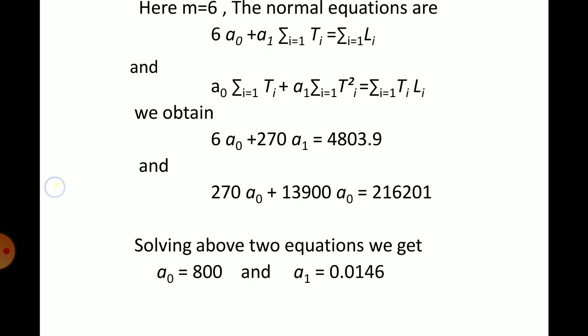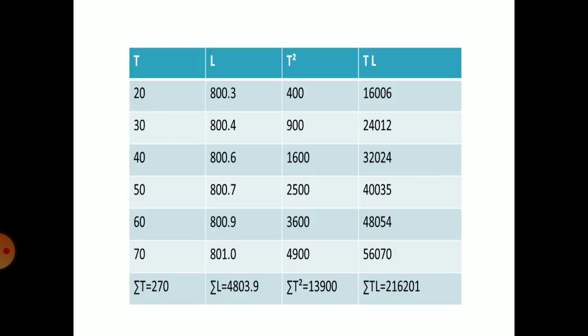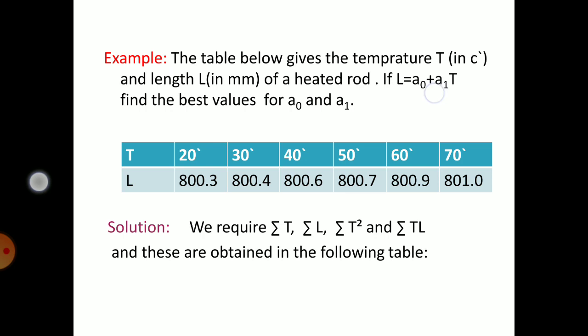Then you can observe that these two equations are simultaneous equations in A0 and A1, and you know the method of solving simultaneous equations. Solve these two simultaneous equations for A0 and A1 and simplify. You will finally get the value of A0 as 800 and the value of A1 as 0.0146. And finally, put these values in the equation L is equal to A0 plus A1t. After putting them here, you will get a linear equation, that is, the equation of a straight line. That means we have to obtain the values of A0 and A1 in this manner.